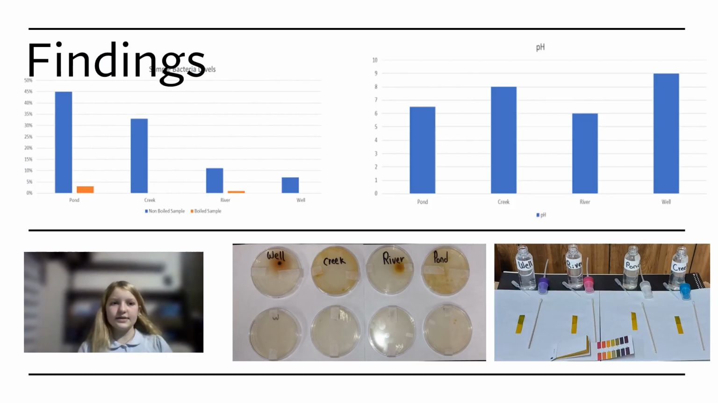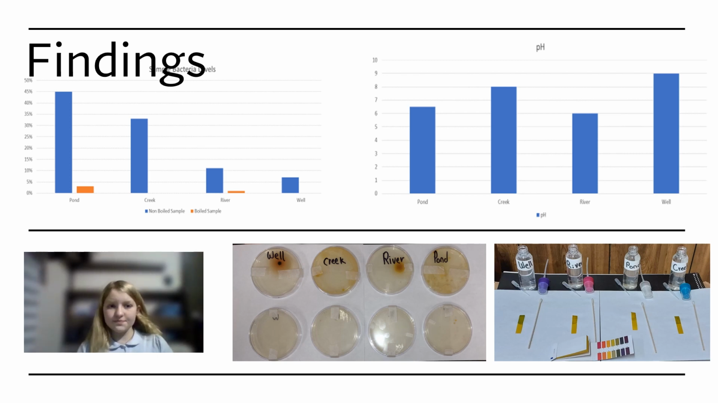Here are my findings. For the non-boiled samples, the most dirty was the pond with a nearly full plate of bacteria, followed by the creek, the river, and then the well with only a small amount of fungus growing. I used a grid to quantify the amount of bacteria on each plate and counted the squares with bacteria present. For the boiled samples, the most dirty was the pond, followed by the river with only a small amount of bacteria grown, then the creek and the well with no traces of bacteria.